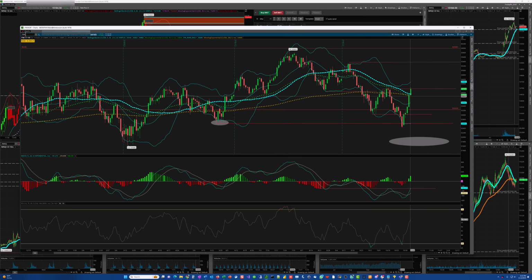So that's what's happening on the YM. Pressure is towards the upside. It's going to try to break this next high right here.